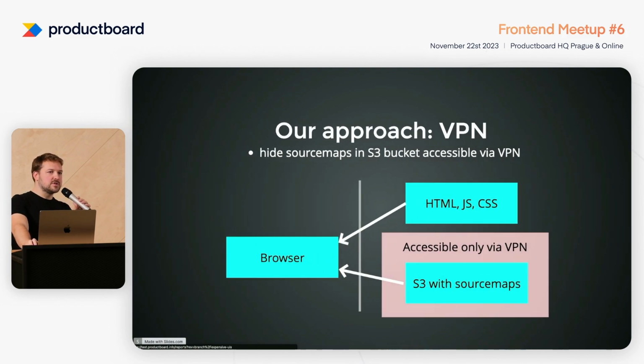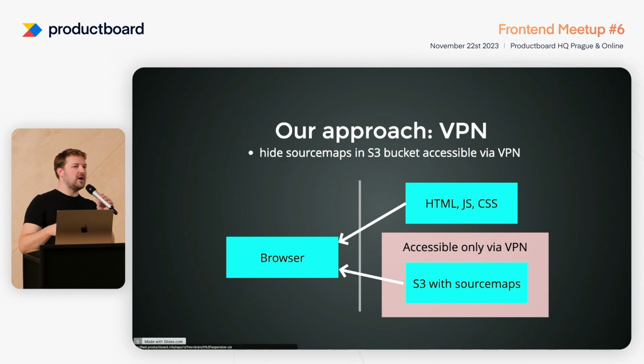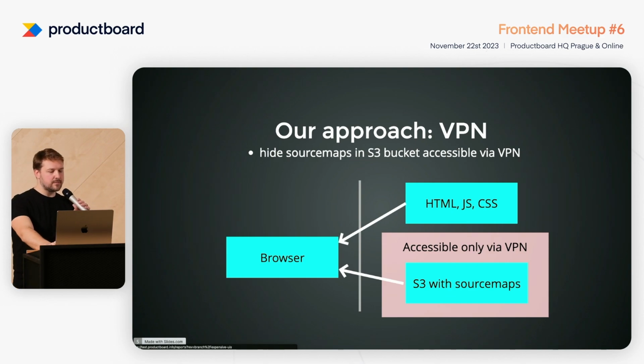And our approach to solve this issue was to hide source maps behind a firewall, basically. We have it uploaded in an S3 bucket on AWS, and this bucket is only accessible through VPN. So if you are not connected to the VPN, you cannot really see the source code, and this is how we prevent leaking of our code. If you don't have VPN, don't worry, because you can just spin up a local dev server, make it serve the file from your local drive, and it will work the same way.